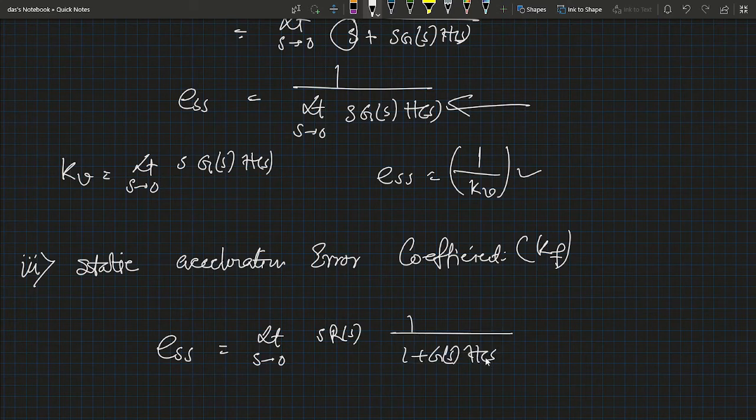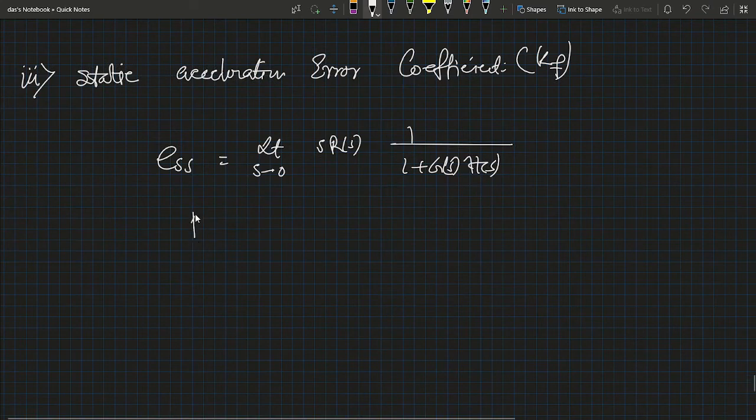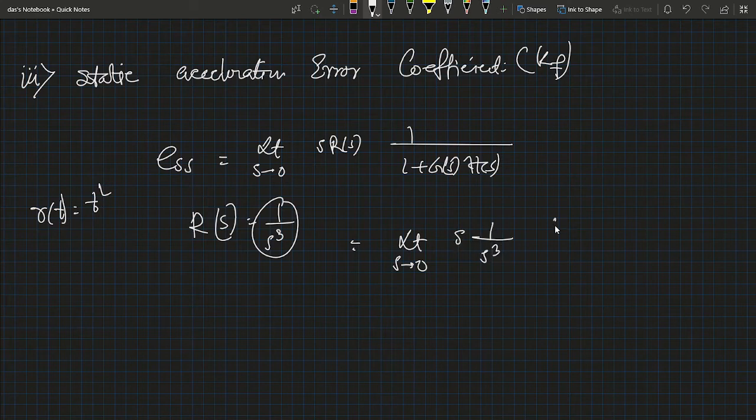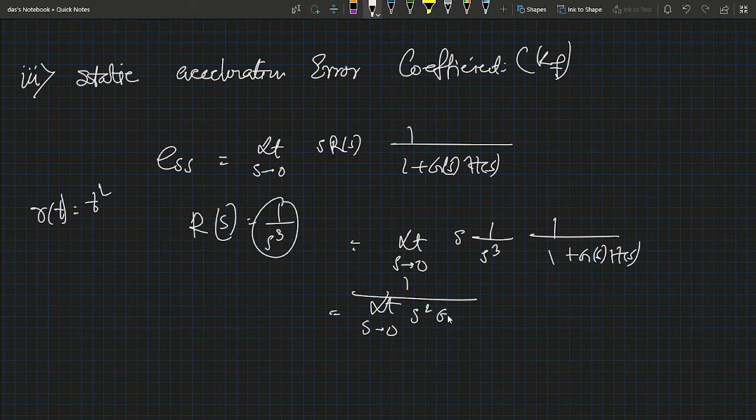G(s) into H(s). Now the input is parabolic, so therefore r(t) equals t square. What is the Laplace transform here? 1 divided by s cube, basically 2 factorial by s cube. Just consider the magnitude, no constant parameters are considered, for simplicity of the calculations. Now limit s tends to 0 of s divided by s cube into 1 plus G(s) into H(s). Finally we see that this is 1 divided by limit s tends to 0 of s square G(s) into H(s), and this value is known as Ka.